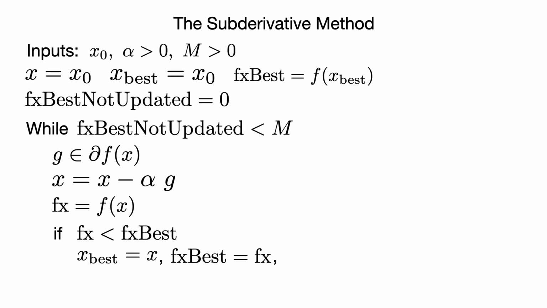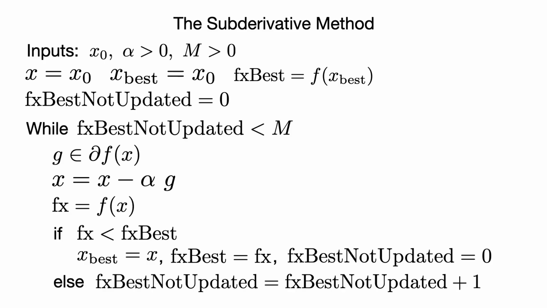We're going to iterate until we've not updated fx best for m iterations. So if we run m times in a row and don't find anything better than what we've already got, we're going to exit. So down below, if fx is less than fx best, then we update the best variables. We also set fx best not updated to 0. Otherwise, we increment fx best not updated, and then this function returns x.